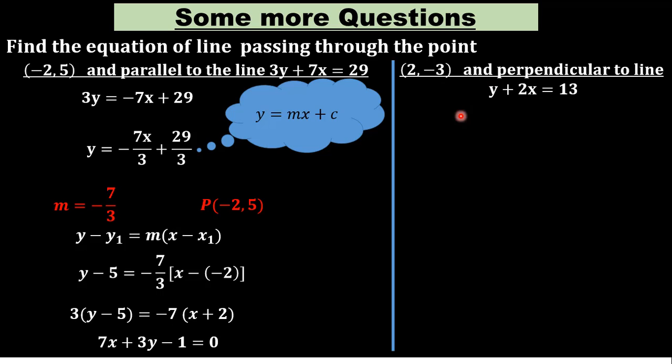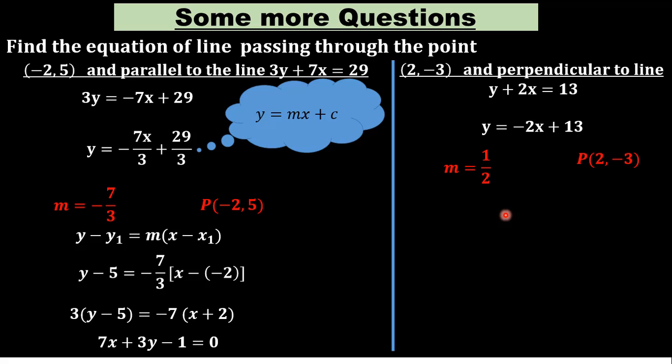Again students, we will arrange this equation in such a form so that we can have its gradient. If we arrange this equation in the form y = mx + c, the gradient of this line is very much known to us now, -2 it is. Now we also know that if two lines are perpendicular to one another, then their gradients are negative reciprocals of one another. So the gradient of the line whose equation we have to form is the negative reciprocal of -2, which is 1/2. And the point that is lying on it is (2, -3), meaning the x coordinate is 2 and the y coordinate is -3.